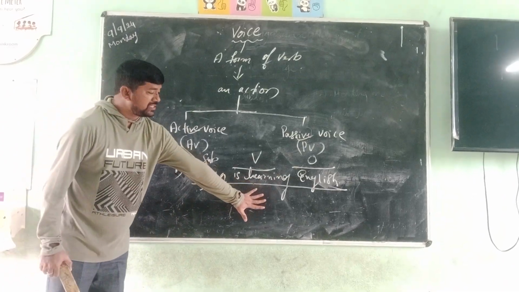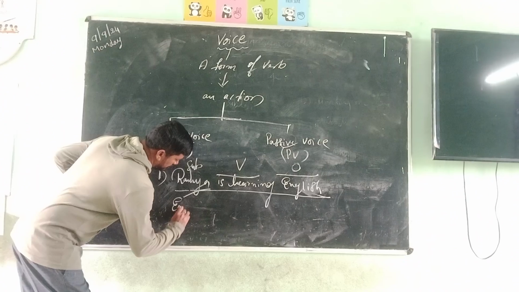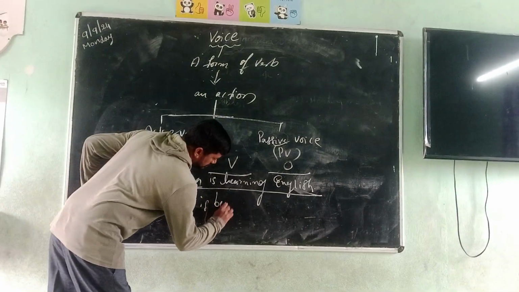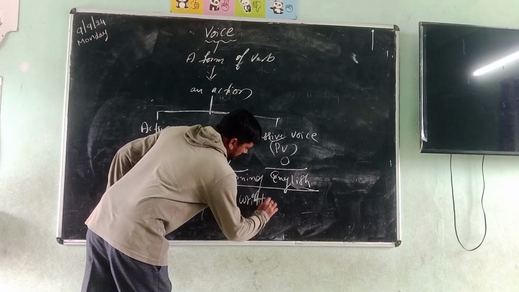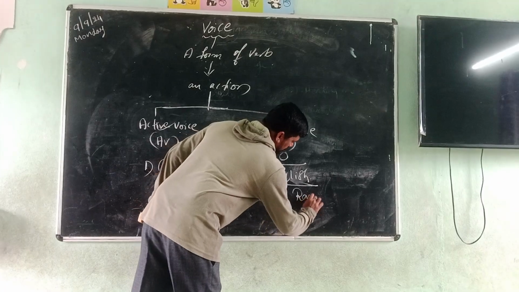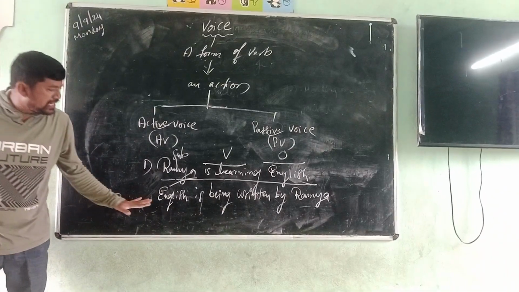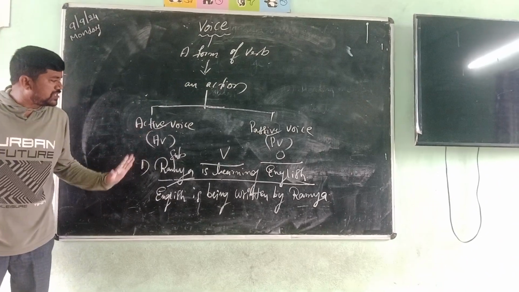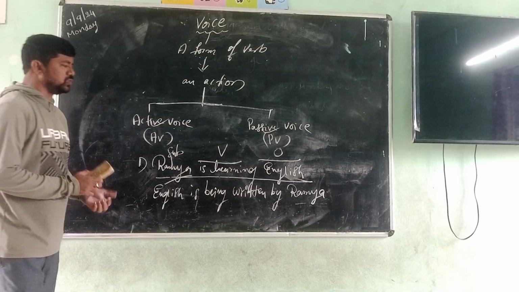When we convert this sentence into passive voice, we can write like this: English is being written by Ramya. I have just given you a small example, but there are rules to be followed while changing a sentence from active to PV. Let us understand what those rules are.